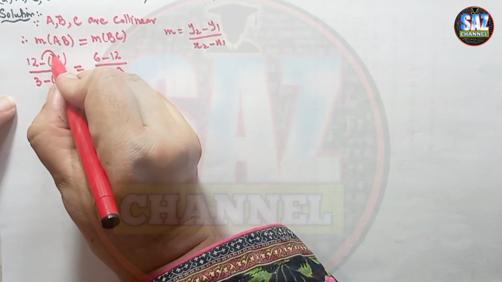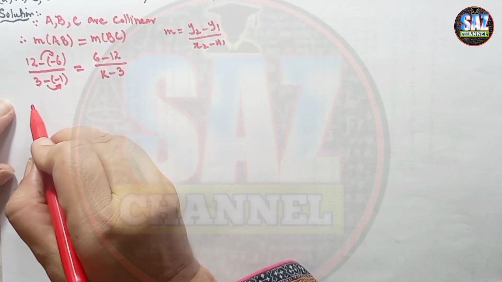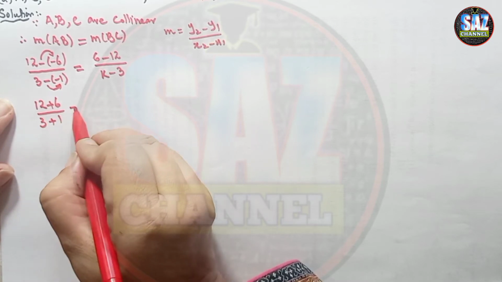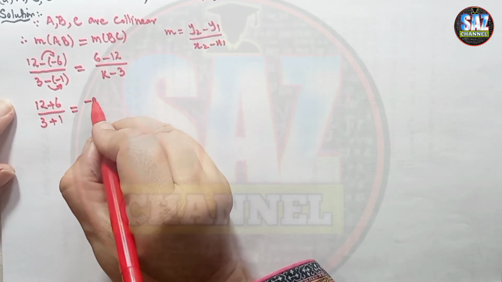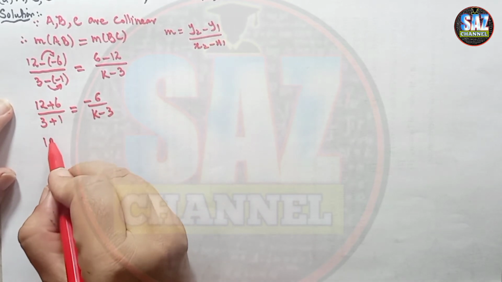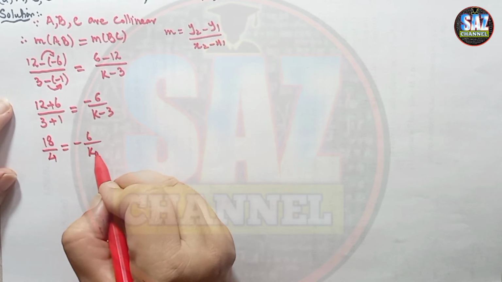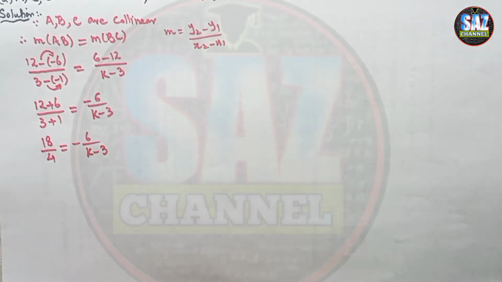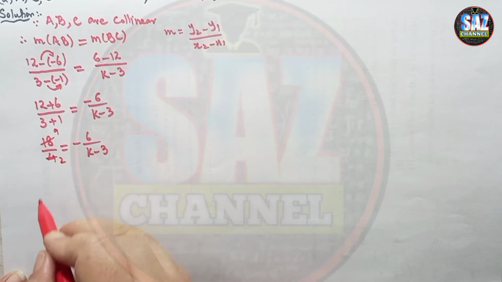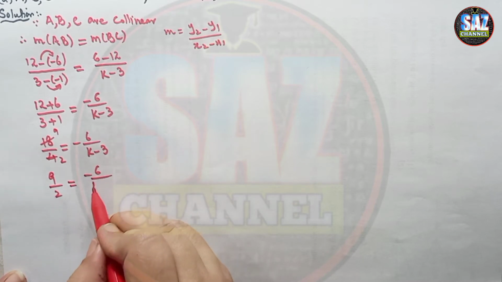Now we have to apply the rule of integers: 12 plus 6 upon 3 plus 1 equals 6 minus 12, which is minus 6, upon K minus 3. Now 12 plus 6 is 18 by 4 equals minus 6 upon K minus 3. Now 18 by 4, both can go in the table of 2: 2 9s are 18 and 2 2s are 4. So 9 by 2 equals minus 6 upon K minus 3.